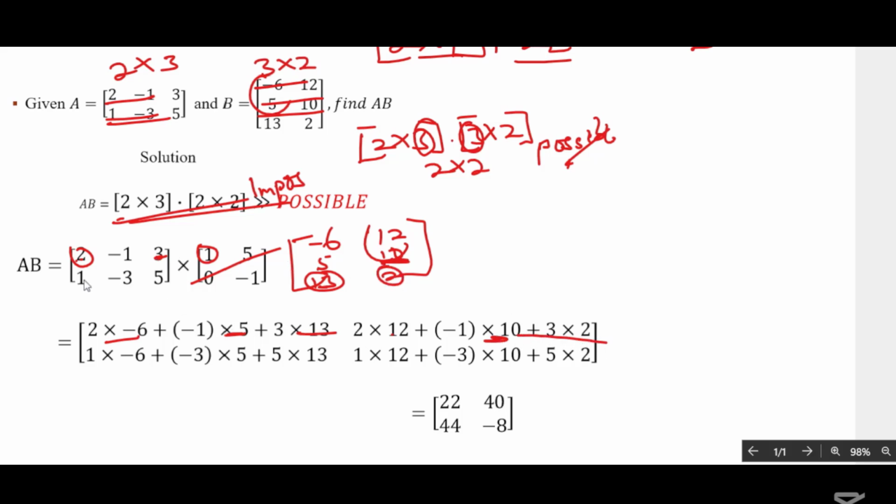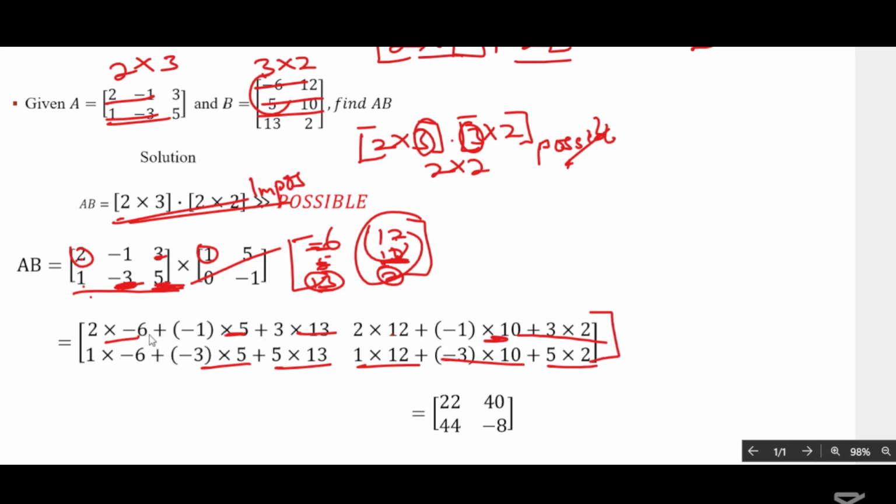Then you come down to take 1 and negative 3 and 5. So 1 times negative 6 plus negative 3 times 5 plus 5 times 13. Then you take this same thing again for the second column. 1 times 12 plus negative 3 times 10 plus 5 times 2. And that is it here.